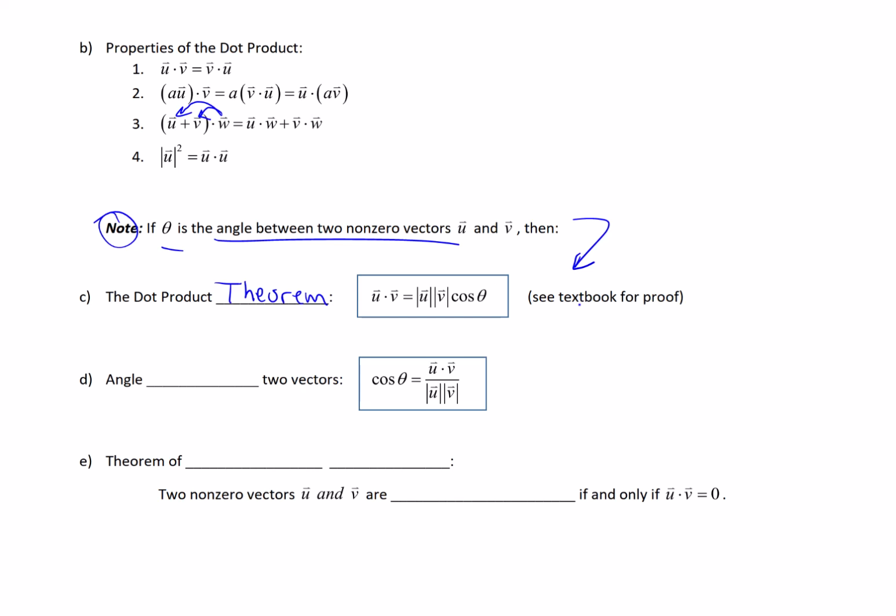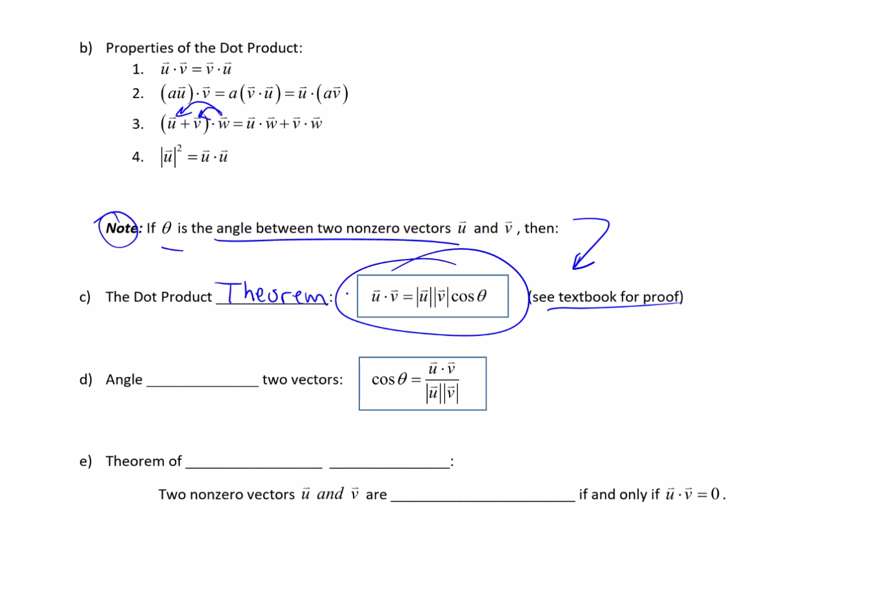Now, typically a textbook will have a proof of this theorem. That's not too difficult to follow. I recommend reading through that in the book. It typically involves the law of cosines, which is familiar to us. Nonetheless, we can assume and use this result of the theorem.